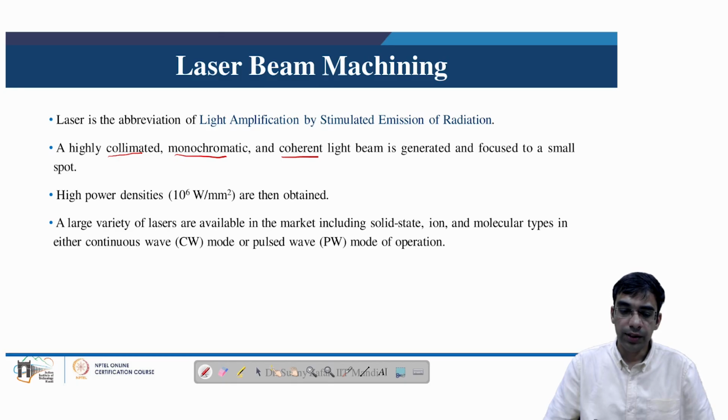And because of all these characteristics, we can extract very high power densities of the order of 10 raised power 6 watt per mm square. So large variety of lasers are available in the market. These include solid state laser, ion laser, molecular types which can either function as continuous lasers or pulsed wave mode operation.